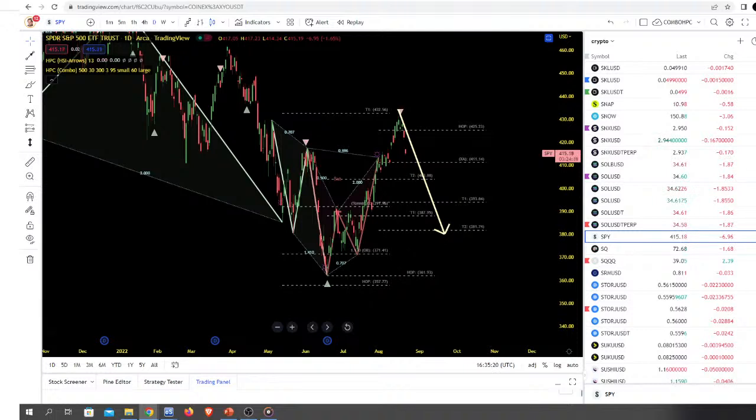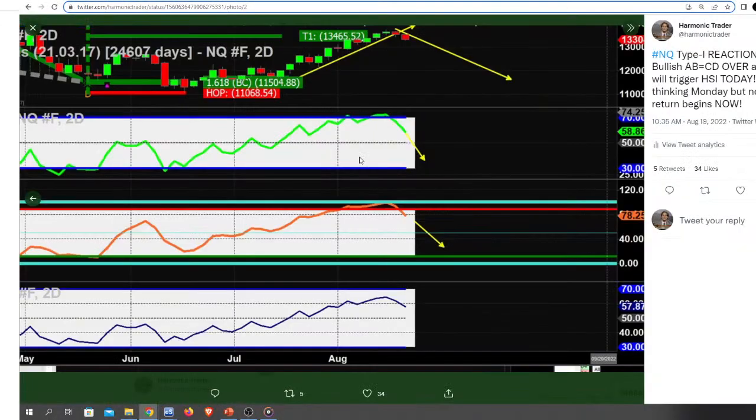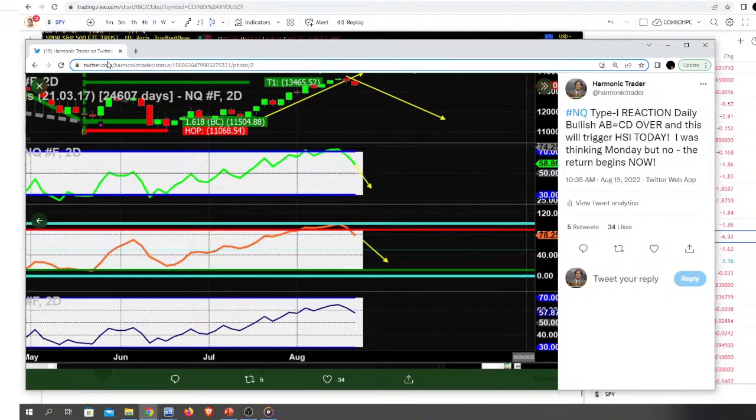Yep. All right. Here are the NQs. So here's NQ. Okay. The return phase beginning now. And that was at 13,465. And they're all like this because HSI did pop out. What does that mean? It's happening.